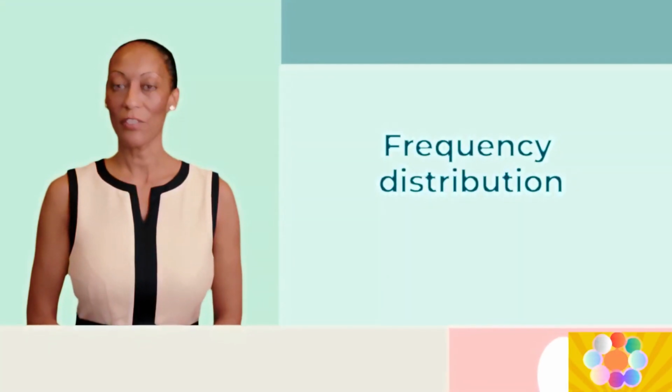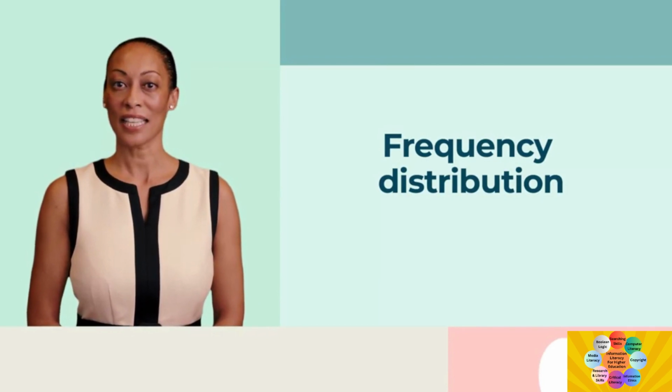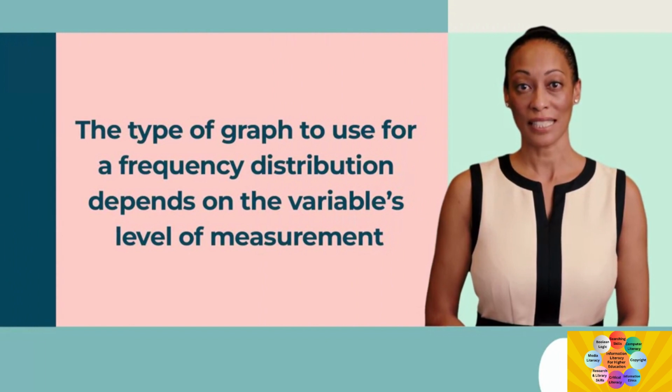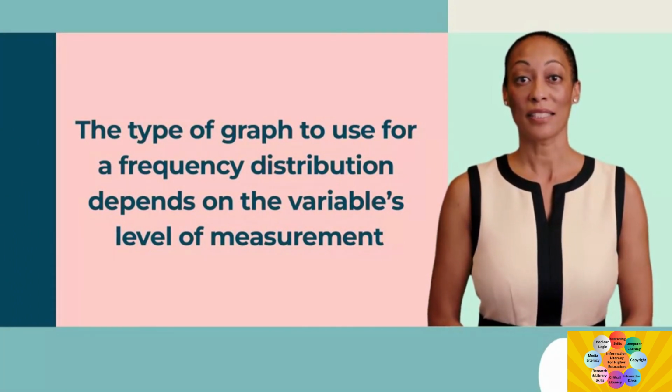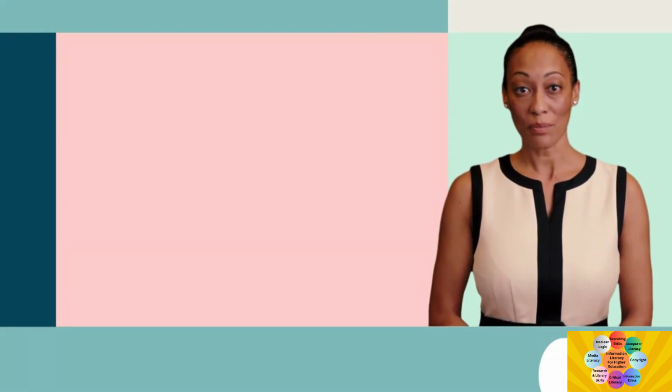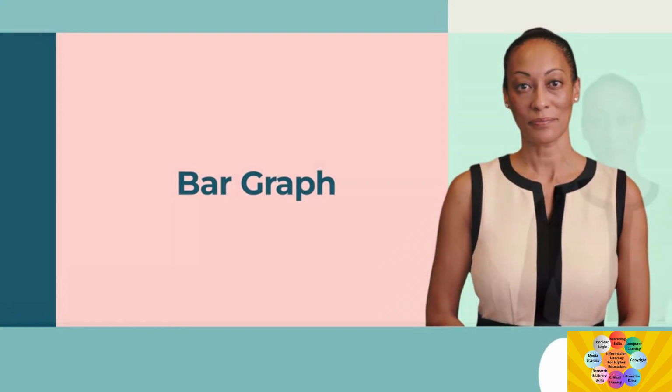A frequency distribution represents how often each value of a variable occurs in a given set of data, providing a comprehensive picture of what values of that variable occur in the data set and how often. The type of graph to use for a frequency distribution depends on the variable's level of measurement. Typically, frequency distributions for nominal and ordinal level variables are plotted in a bar graph.